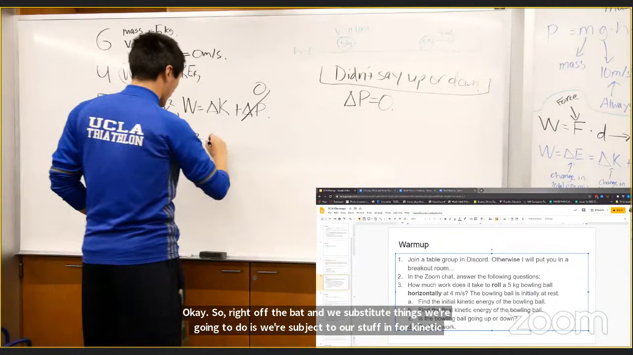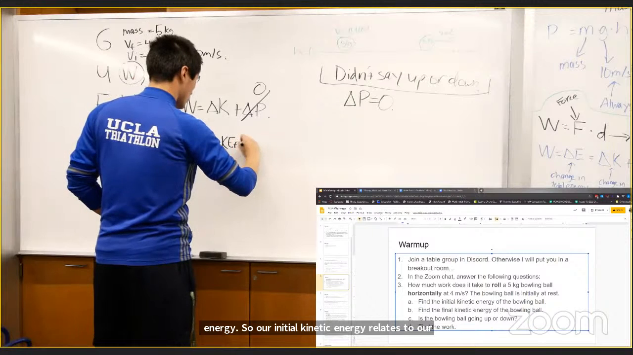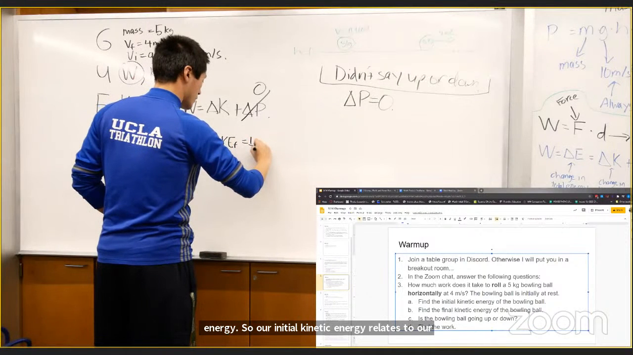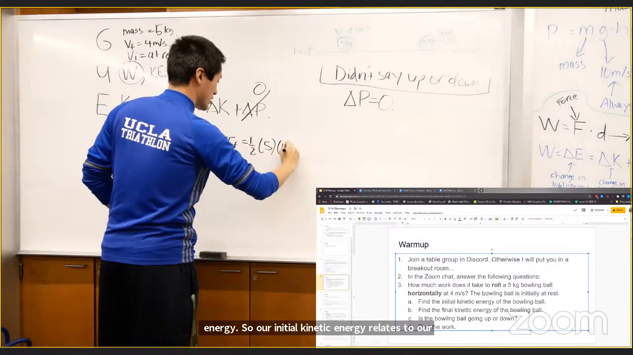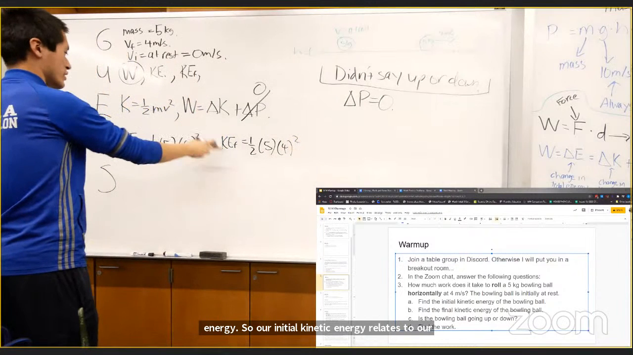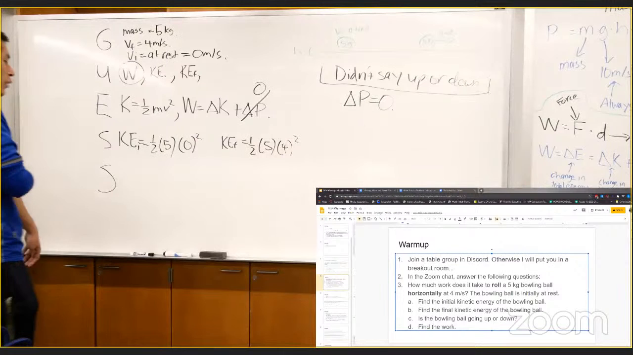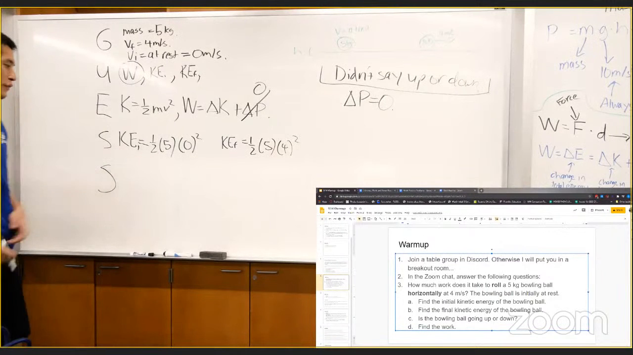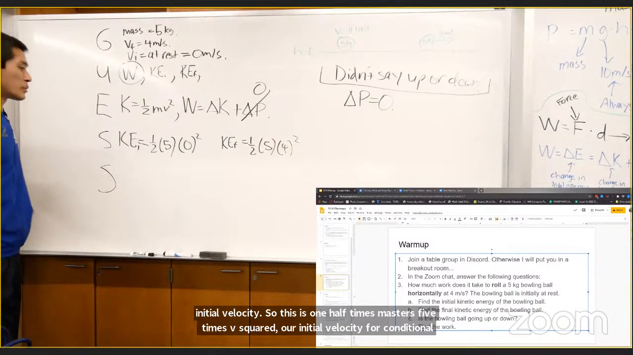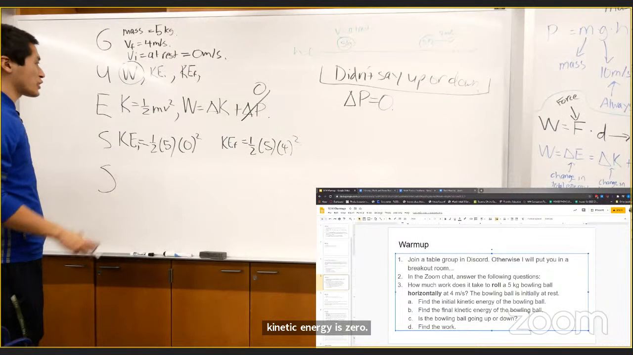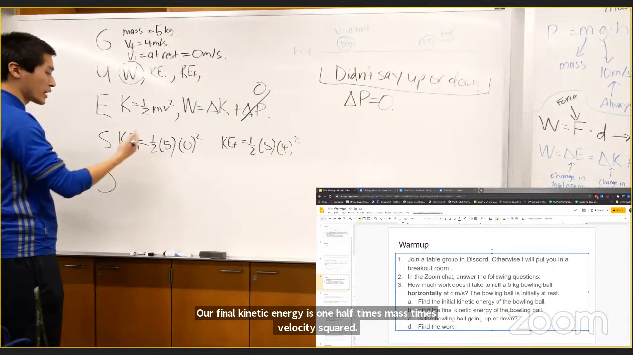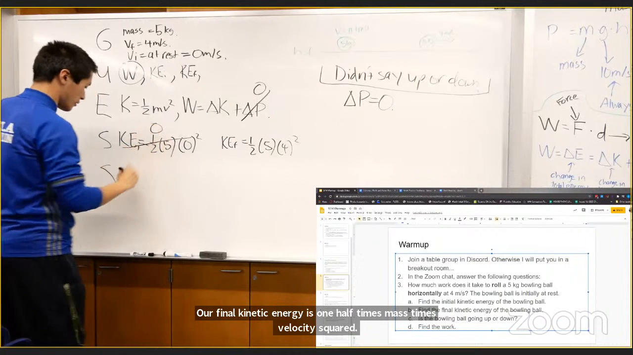Our final kinetic energy is 1/2 times mass times final velocity squared. And then the work is just the difference in this. Okay, so what I did here is I mathematically showed you how to figure out your initial kinetic energy. But a faster way is to recognize that if you have initial 0 velocity, if you're not moving in the beginning, your initial kinetic energy is just 0.